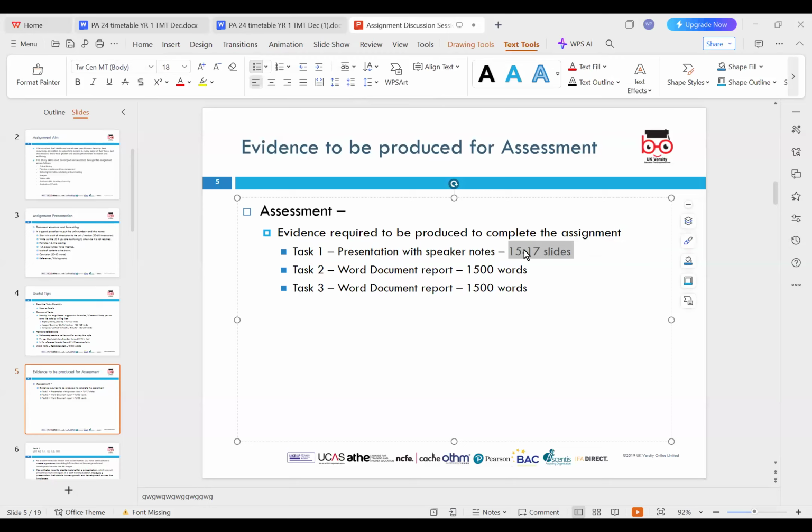Is it different? The presentation slide is a different assignment, and the word count is a different assignment. Yes, that's what I was saying.